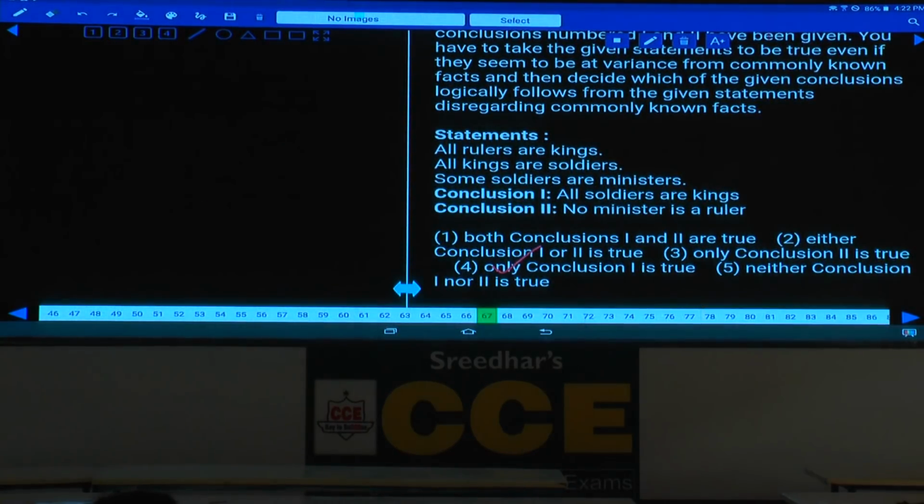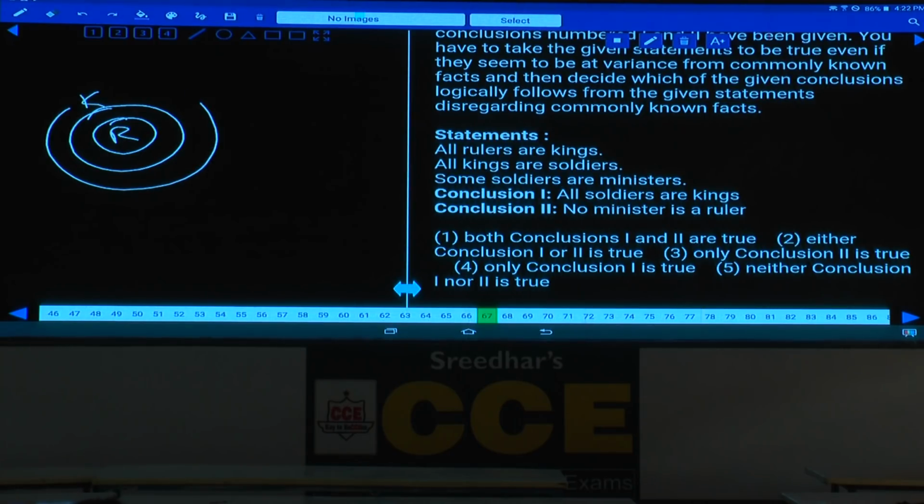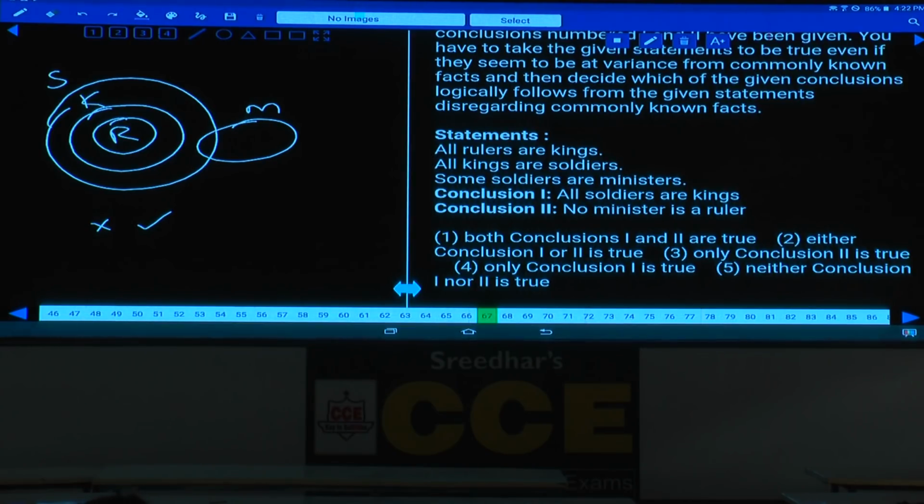Then coming to 67, all rulers are kings. All these rulers are kings. All kings are soldiers. Some soldiers are ministers. First one, all soldiers are kings. That is false. And no minister is a ruler. That is definitely true. As a second conclusion, definitely true.